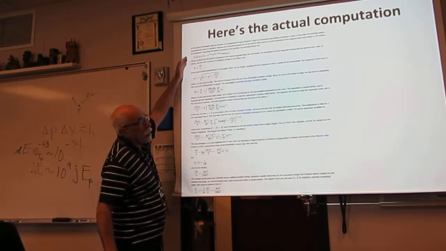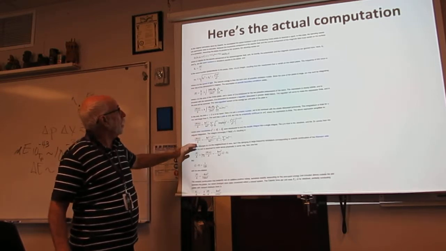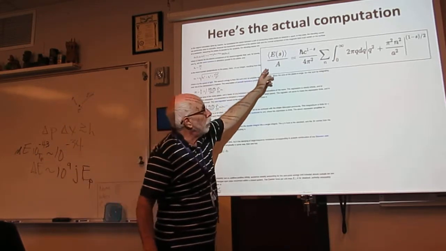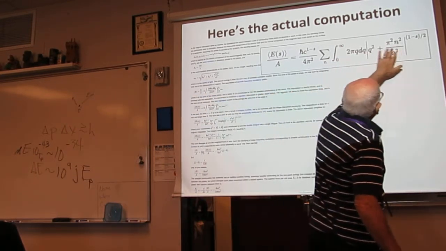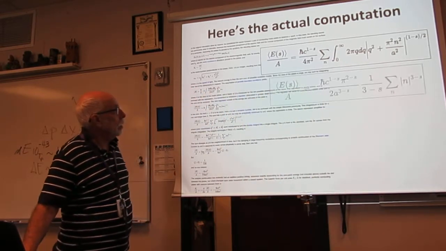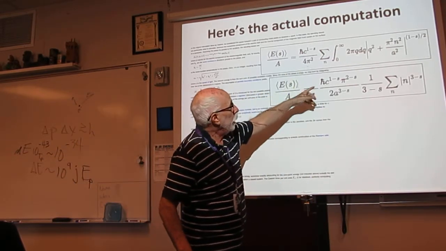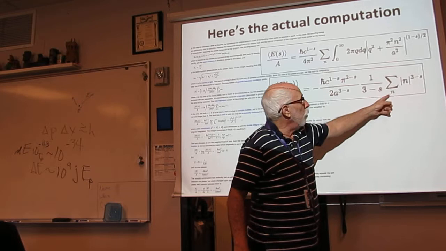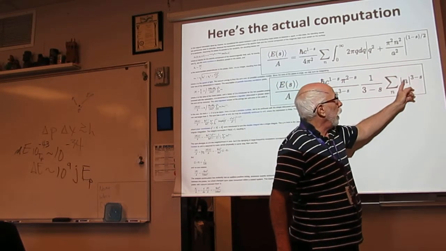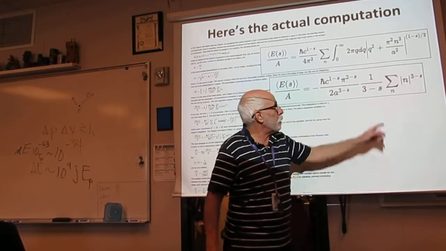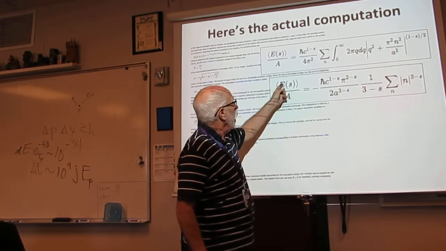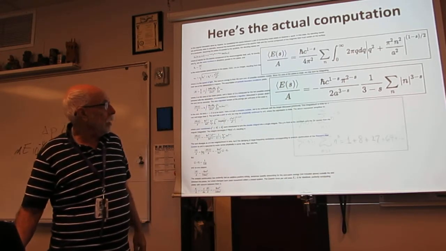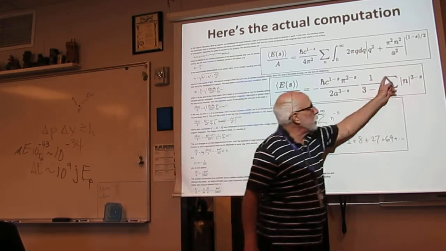Here's the actual computation that Casimir did. It's pretty complicated. I'll show you some key equations here. You got to be able to do this integral. It's a doable integral, but the result is an infinite series. Sum over a parameter n, where n is raised to the 3 minus s power. What is s? Well, you can see, here's s. The energy per unit area depends on s. And so we're interested in this summation.